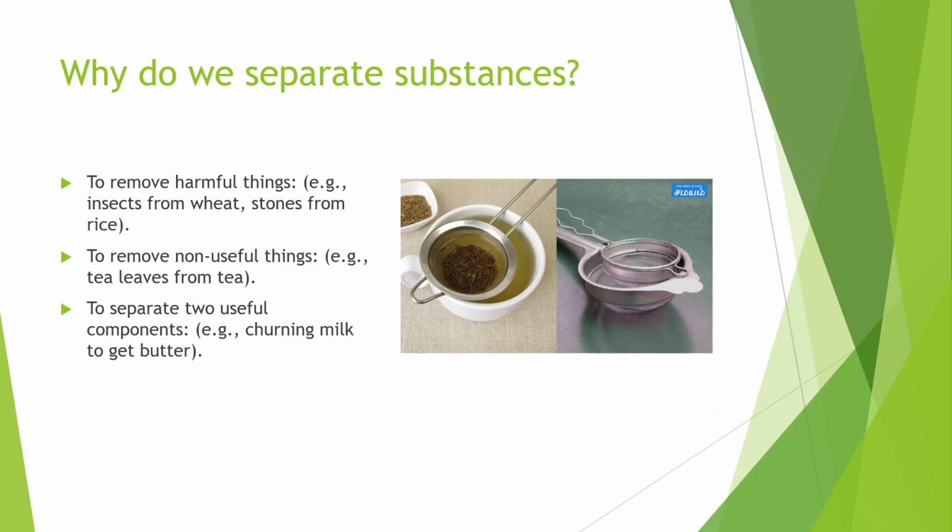Third, to separate two useful components. Sometimes we separate things because we want to use both of them separately. For example, we churn milk to get butter. We use the butter and we use the buttermilk too.